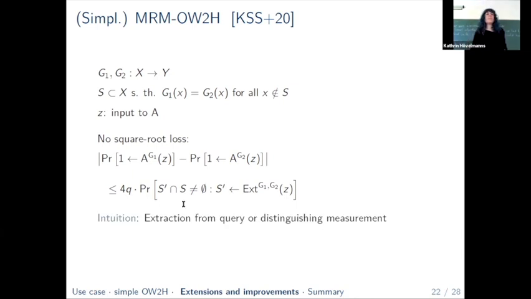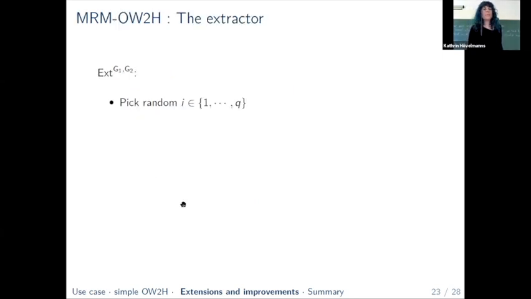And the intuition behind the extractor we'll see, and the upper bound, is that we can either extract from a random oracle query, or the distinguisher must have performed a distinguishing measurement. And this measurement already can be used to tell us a bit about the pre-image on which the reprogramming happened. So to define the extractor, as usual, it will pick a random index I that represents a particular query.